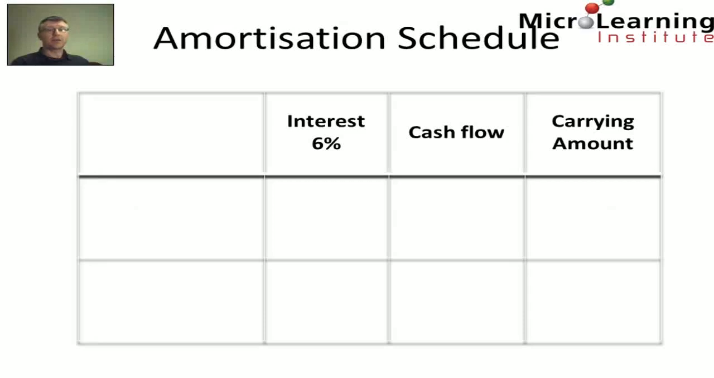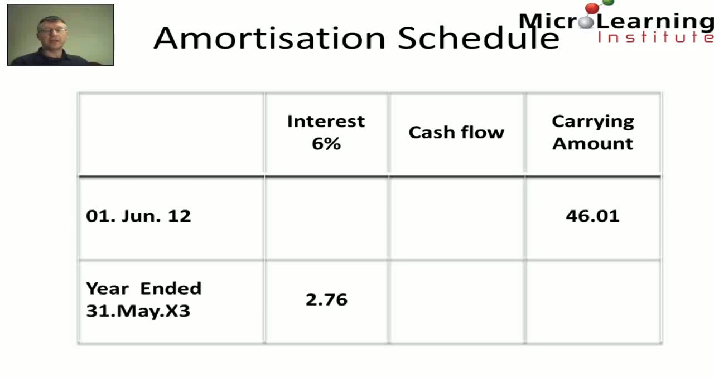So recognising the loan at its initial amount, we say that on the 1st of June 2012, we recognise the loan at the present value of the future cash flows of $46.01 million. Interest is charged in the year ended the 31st of May X3 at 6% of $46.01 million. That's $2.76 million. The cash flow, again based on 3% of the 50 million, is 1.5, leaving us with a closing balance on the loan of $47.27 million.